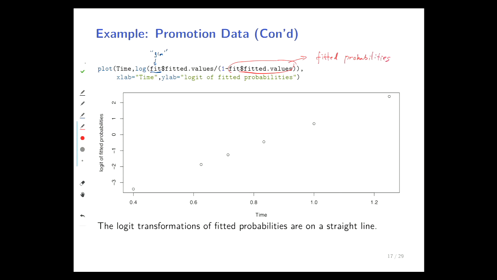And if we consider the logit transformation of the fitted probabilities, that's the log of the fitted probability divided by 1 minus the fitted probability, as the y-axis, and also time as the x-axis, in this case we are going to have a straight line because that's our model. Our model is actually the logit of the probability equals a linear combination, so we're going to have a straight line. So that's how we use this function, use this dollar to obtain the fitted probabilities.